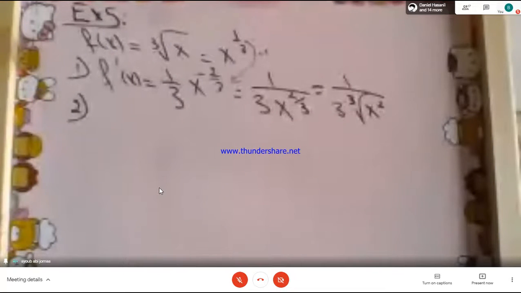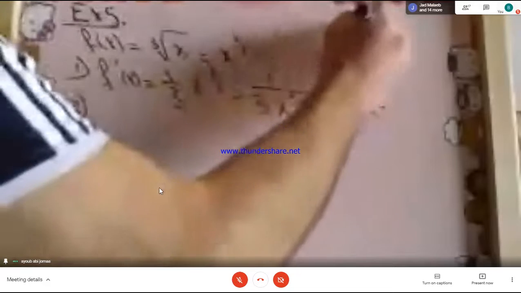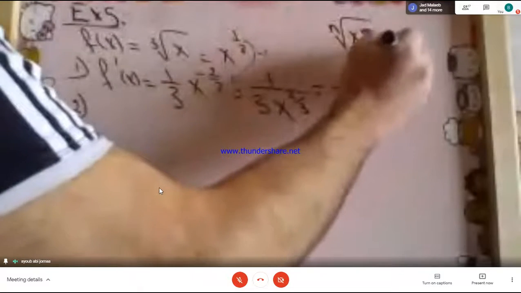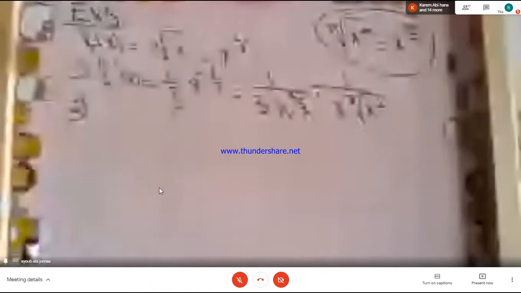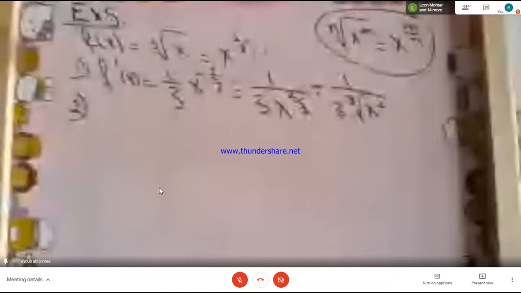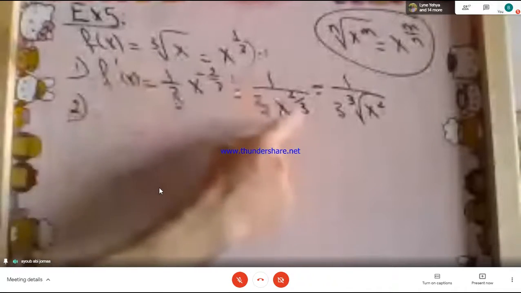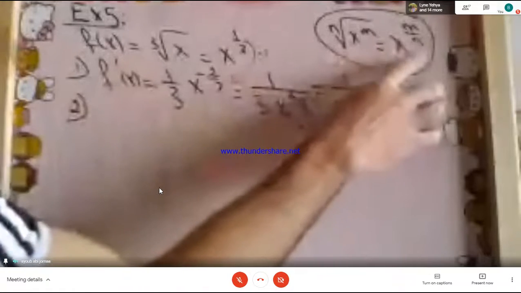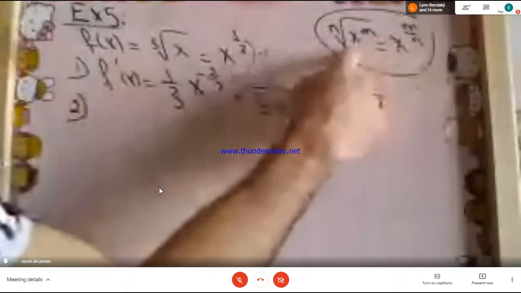Just to remind you, the nth root, what you studied in grade 10: the nth root of x power m is x to the power m over n. So here you have what we call a rational exponent, under the form of a rational exponent, and this is the radical.